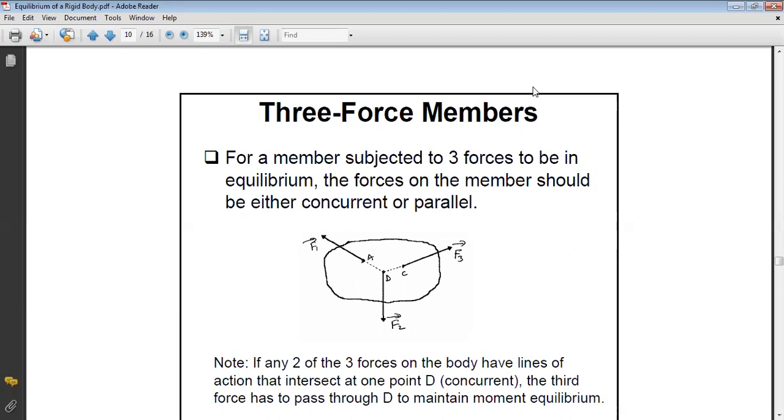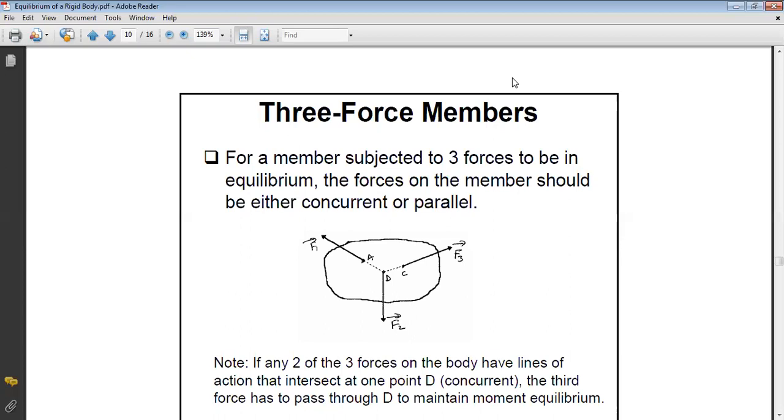Okay, so if they pass by one point, why should they pass by one point if they are not parallel? Who will tell me? If they are not parallel, why should they pass by the same point? They won't produce moment. About what? Yes. Very good.